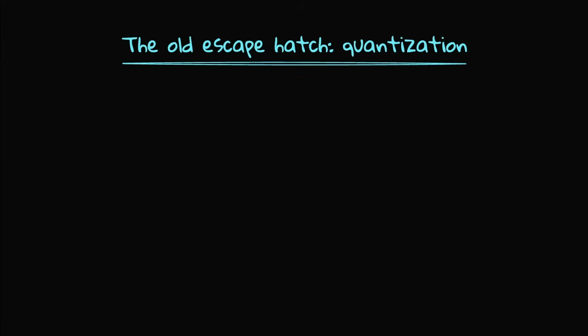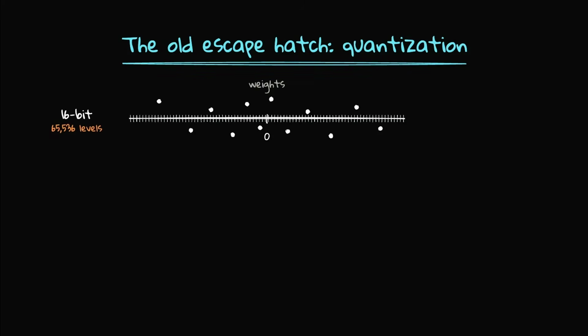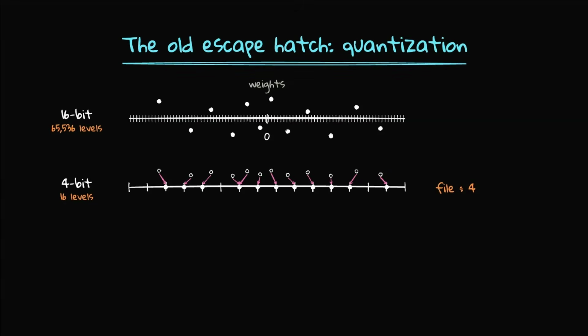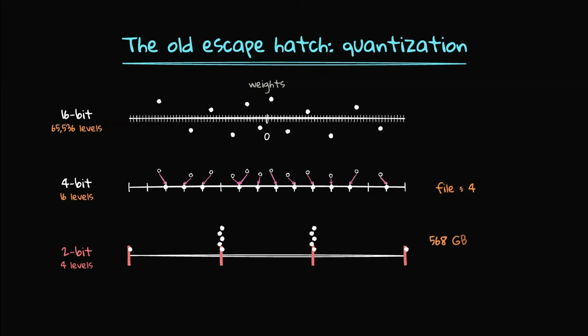To understand what DwarfStar does differently, you need to see what quantization actually does. Every weight in the neural network is just a number, most of them tiny values scattered around 0. At 16 bits, you have 65,000 possible values to store each one, which is plenty of precision. Now, quantization says use fewer levels. At 4 bits, you're only looking at 16. If you push it to 2 bits, you're just looking at 4 different levels. And our 568 gigabyte model shrinks to around 80 gigabytes. So you could say this fits.